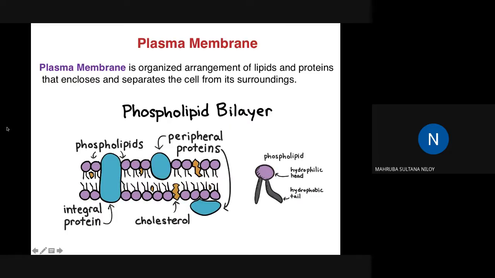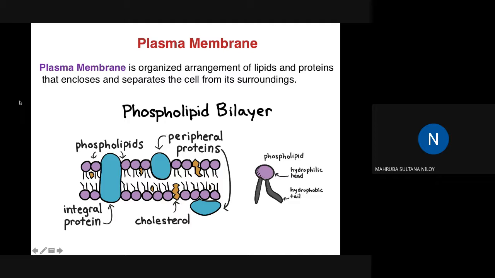Okay, so the plasma membrane is actually the outer layer of a cell, right? So it mainly contains lipids and protein. Am I right? Yes, sir. And the plasma membrane is also called the cell membrane, isn't it? So it's composed of phospholipid and protein mainly. Okay.